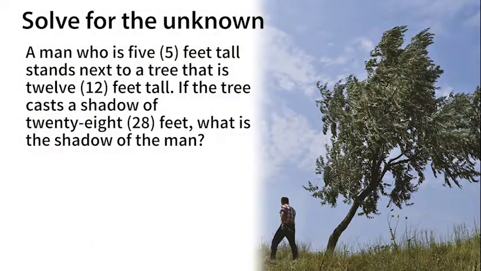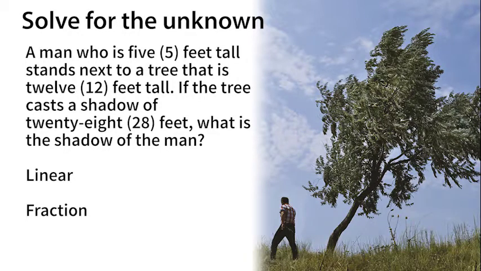Now let's look at another example. A man who is 5 feet tall stands next to a tree that is 12 feet tall. If the tree casts a shadow of 28 feet, what is the shadow of the man? Now this is an example of a ratio proportion. Now we can do this one of two ways. We can do this linear, or we can do this as a fraction. The key is when we are doing ratios and proportions, this is an example that I talked about.